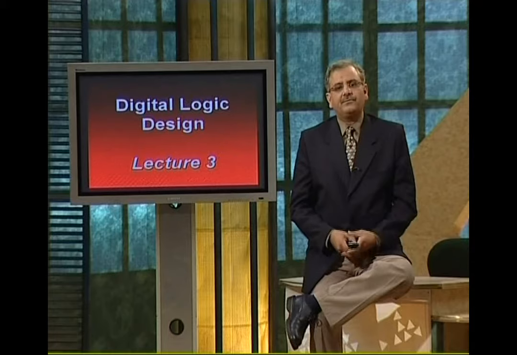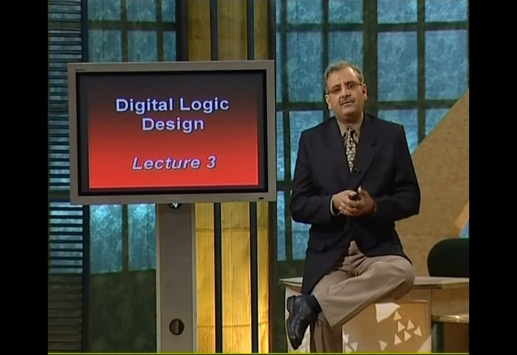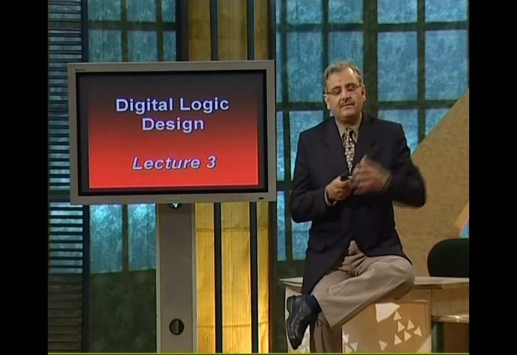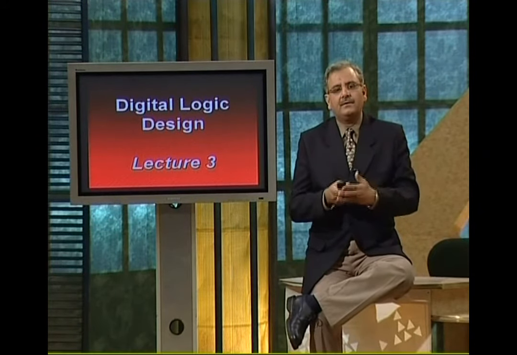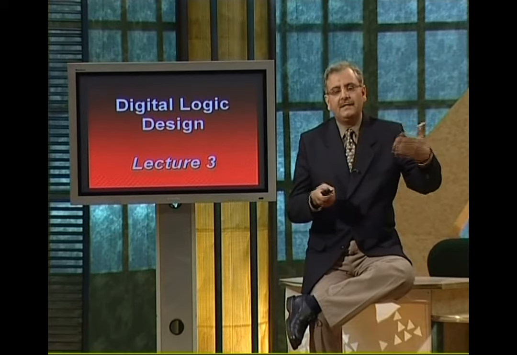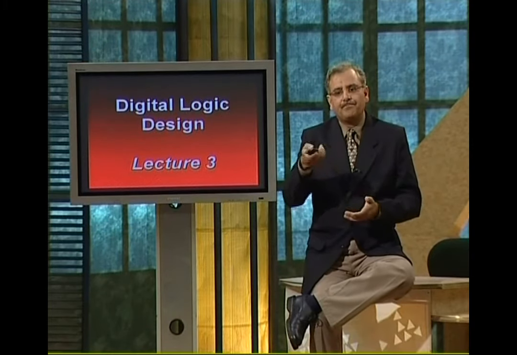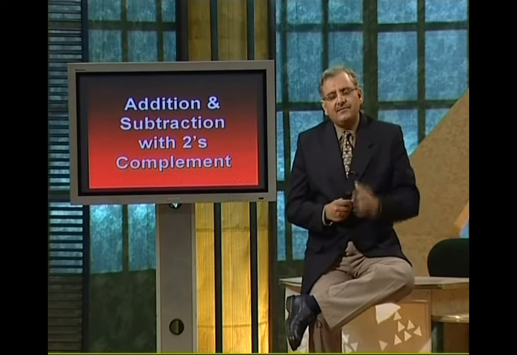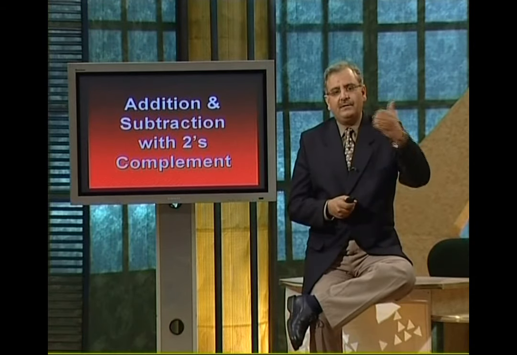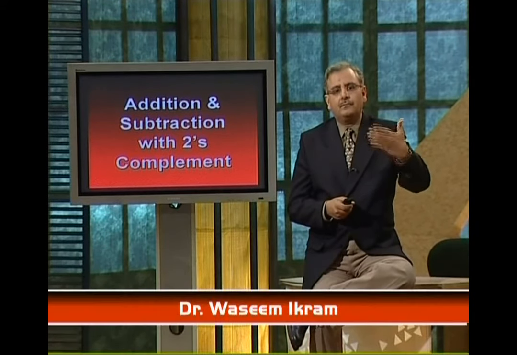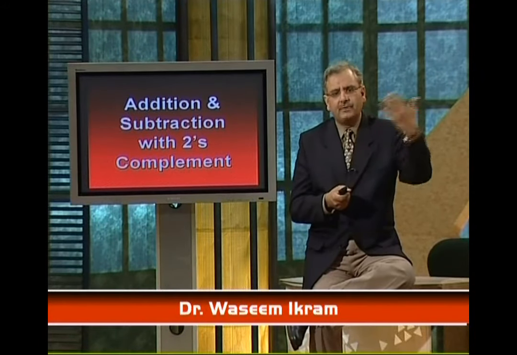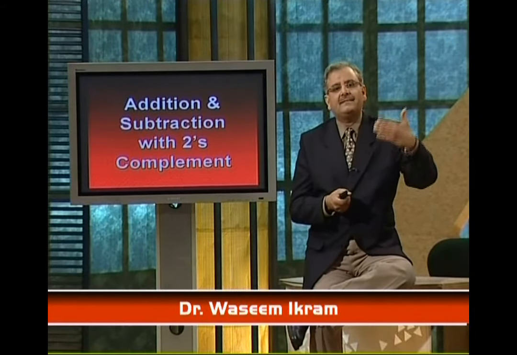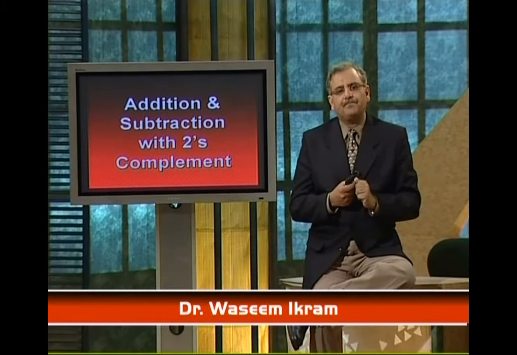Now, what did you observe when you compared the subtraction and addition operations on the same set of numbers using 2's complement representation and signed magnitude representation? Well, in the case of 2's complement addition and subtraction, the result was always correct. Of course, it was represented in its 2's complement form, but if you convert it into decimal, you would get the correct answer in decimal.